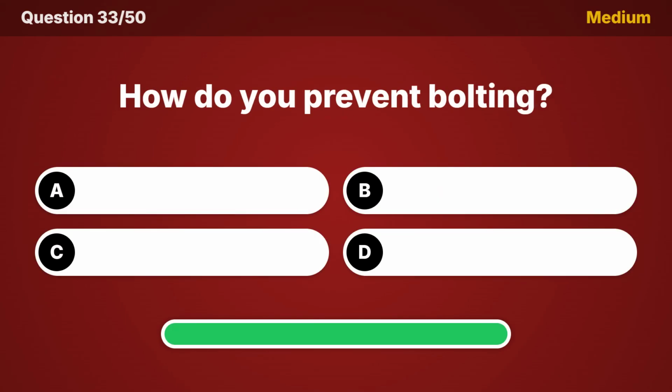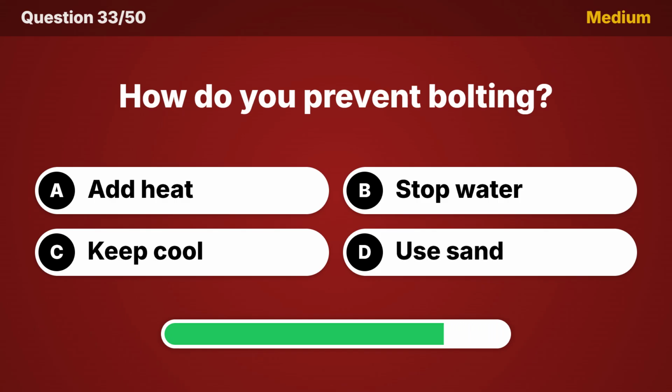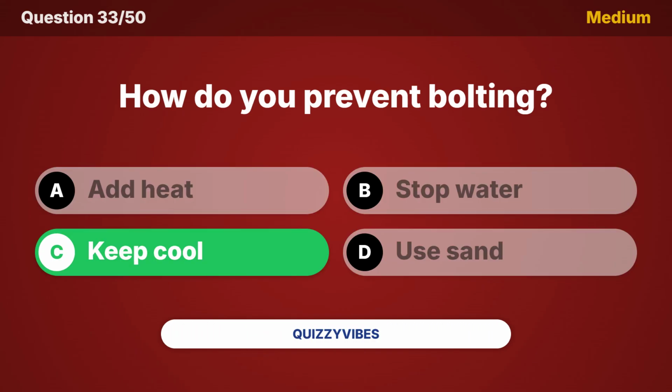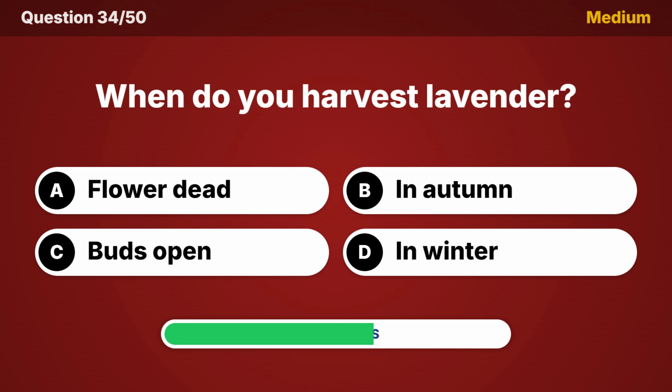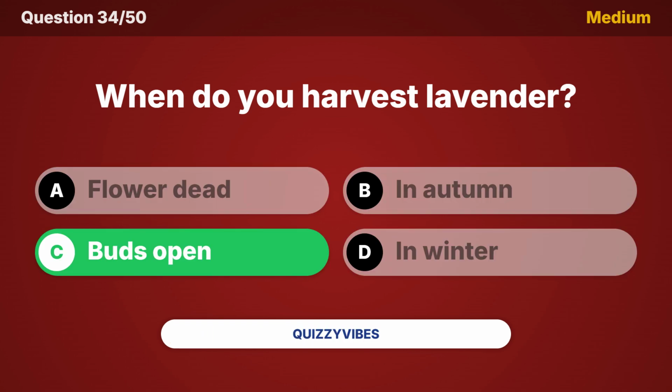How do you prevent bolting? Did you guess it? The answer is keep cool. When do you harvest lavender? The answer was buds open.